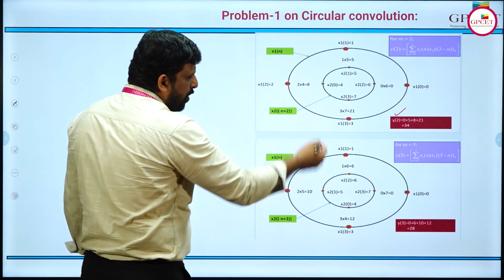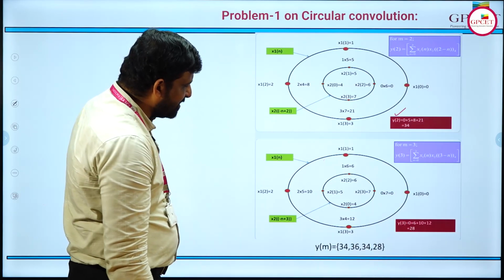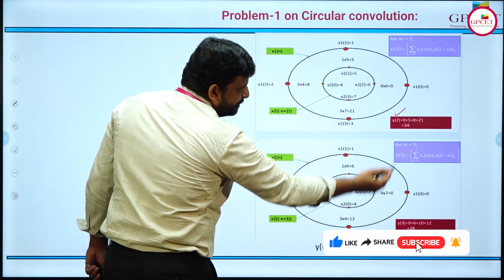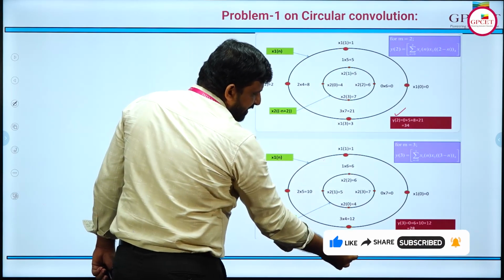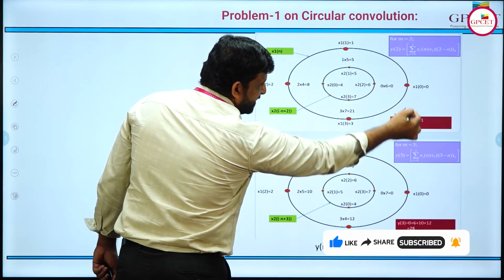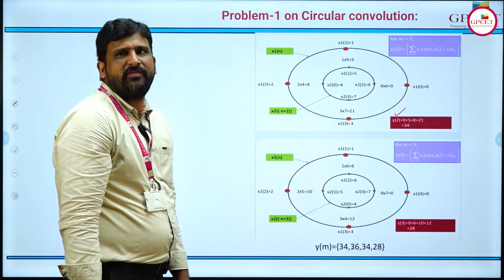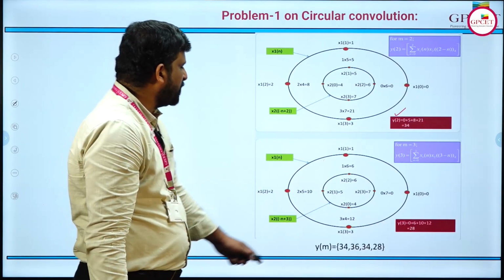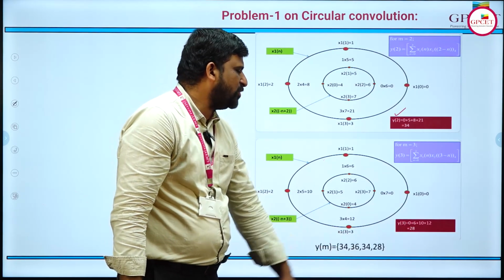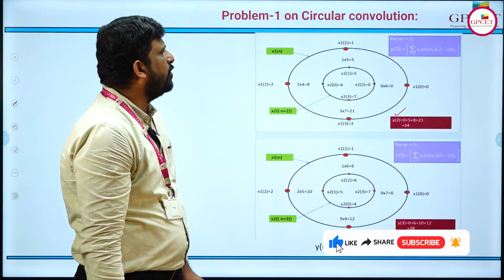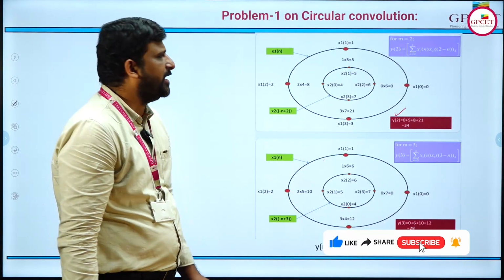So like that, if we do all the things, what is the answer I am going to get? I am going to get y of n is equal to 34 for the first step, 36 for the second, 34 for the third and 28 for the fourth. So the output of the circular convolution is 34, 36, 34 and 28. This is one method of how we find the values of the circular convolution.